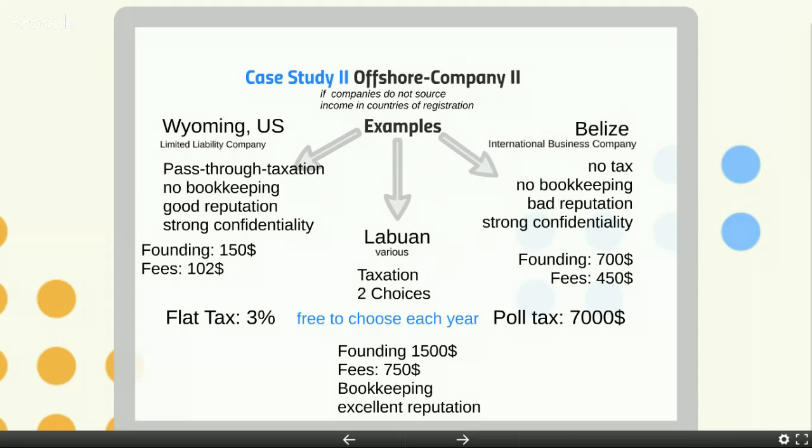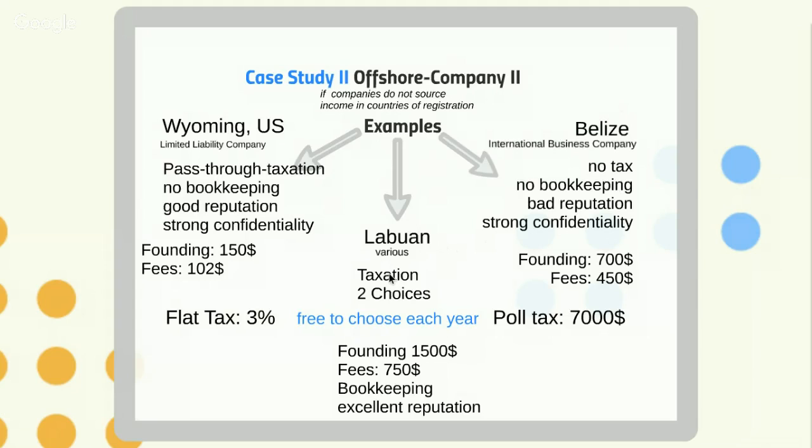Instead, I chose Labuan. Labuan is an island of Malaysia, and it has a very interesting company regime, very nice offshore companies. A lot of international companies use this opportunity because Labuan provides you with two choices to get taxed, and you are free to choose each year how you want to get taxed. You either have to pay a flat tax of 3%, or you have to pay a poll tax of $7,000. So basically what you do is you just look at your revenue, and if your revenue is smaller than a special sum, you just do the flat tax, and if you would pay more flat tax than the poll tax of $7,000, you just choose the poll tax.